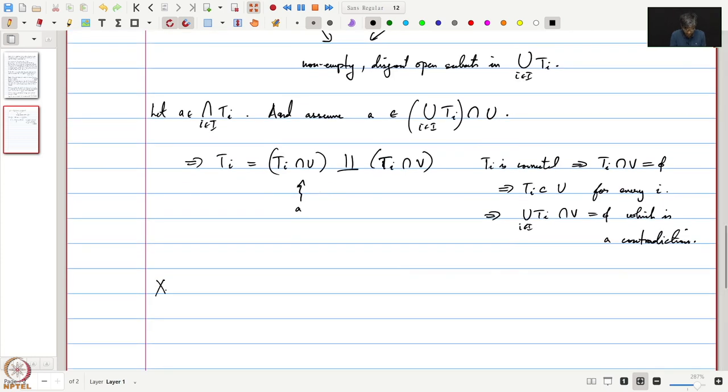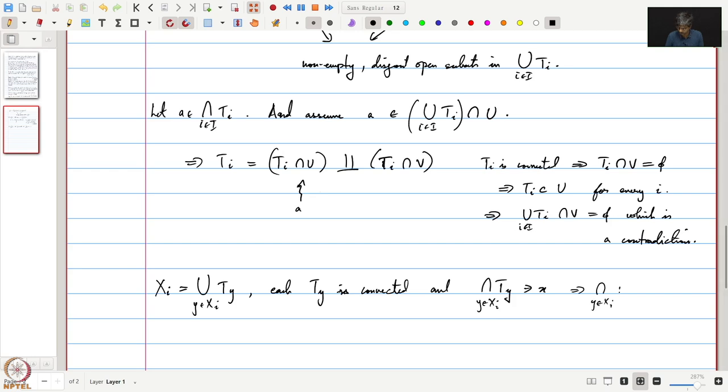We get that Xi we have written as a union over y in Xi of T_y. Each T_y is connected, and the intersection of all these T_y's at least contains x. So this implies that the intersection is non-empty, because all the T_y's contain x. So this implies that Xi is connected. So this proves 2.